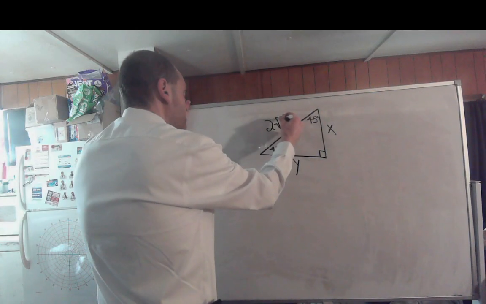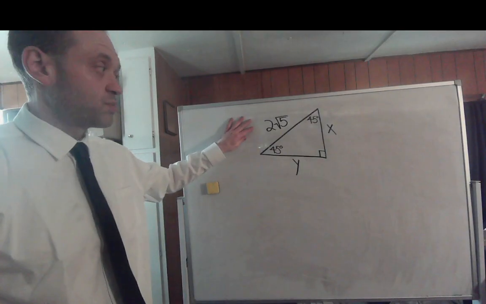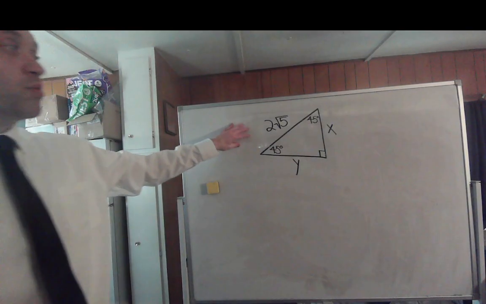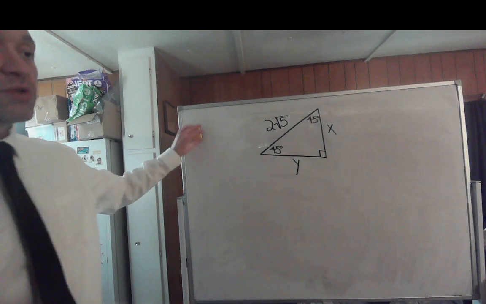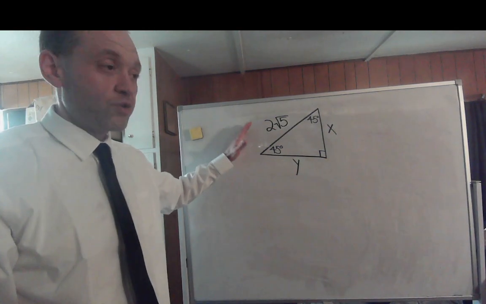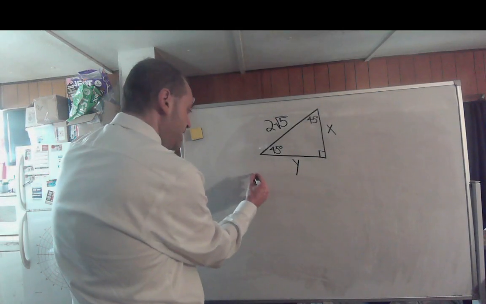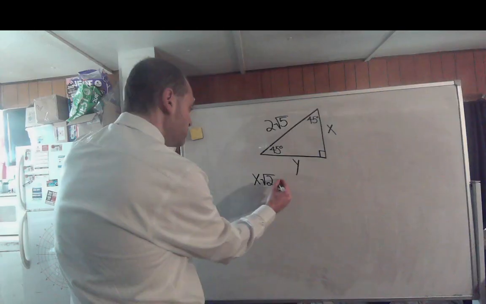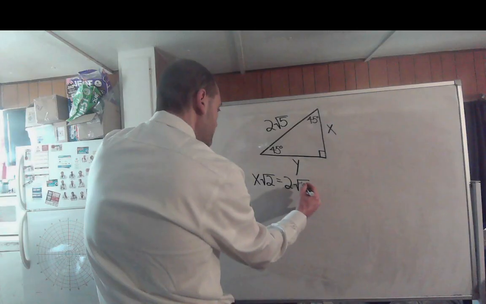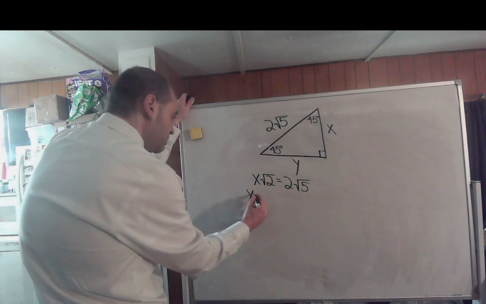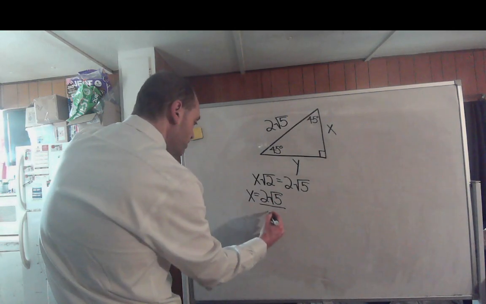Now this one's almost diabolical because the hypotenuse has a length of 2 times the square root of 5. We don't have a clue what the two legs are, but we do know the hypotenuse again is the square root of 2 times as long as one of the legs. So that means that x times the square root of 2 is going to equal 2 times the square root of 5. So x would equal 2 times the square root of 5 divided by the square root of 2.